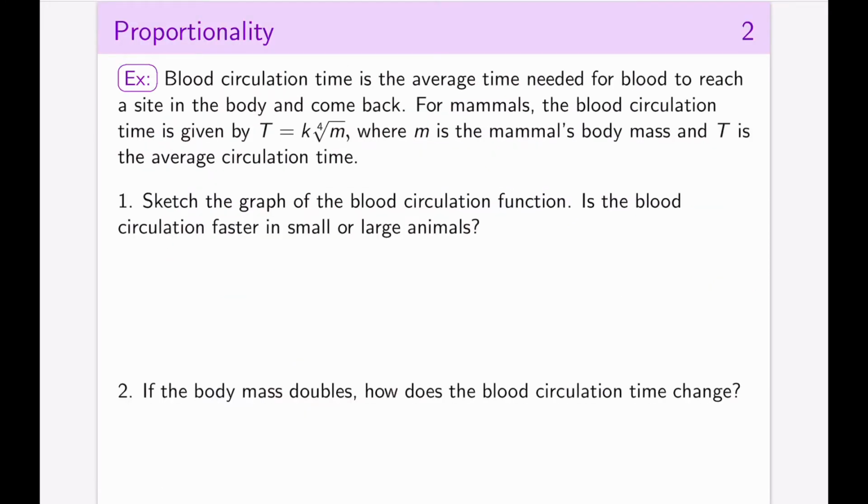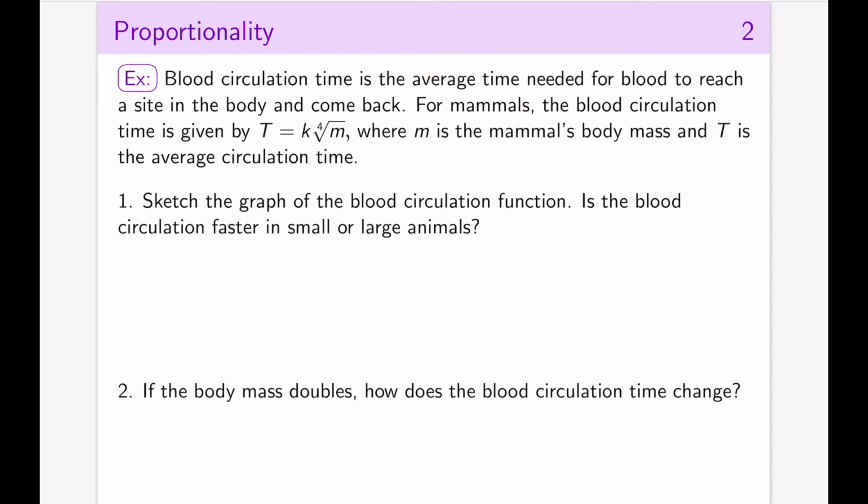Let's do more proportionality examples. First up, we're going to talk about blood circulation time, which is the average time needed for blood to reach a site in the body and come back. So a site means any site, but we can think about fixing a site. So let's say this is a mammal of a certain body type, and the site of the body, for example, can be the toes of this mammal. So the blood circulation time is the average amount of time that it takes for blood to go from the toes around the body and come back to the same exact spot.